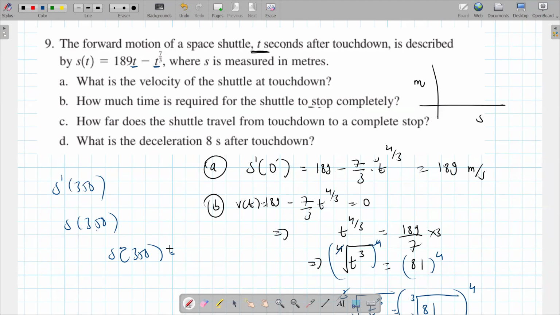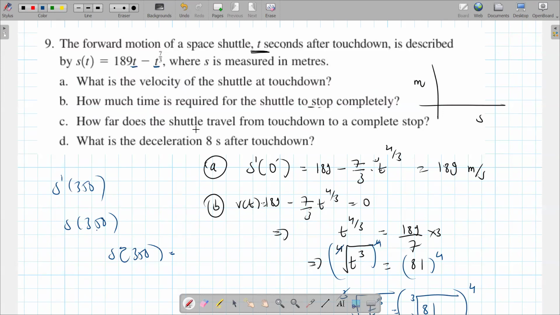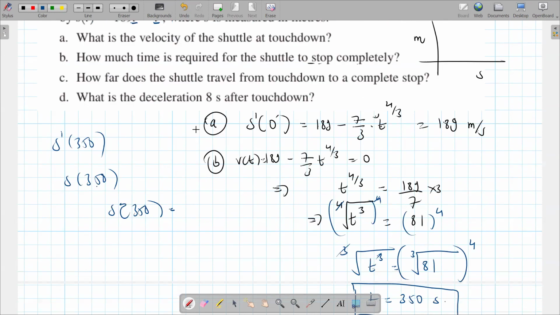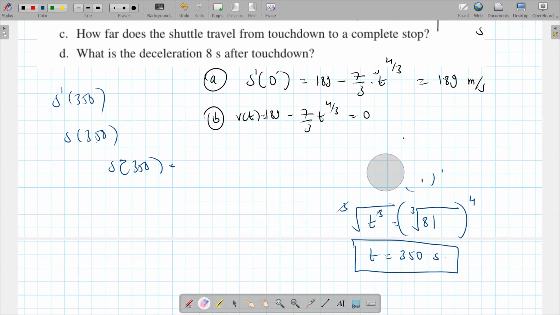So what did I do? I did something. 189 times 350 minus 350 squared. I got a negative number. Why did I get a negative number? I think this time is wrong. Let's try redoing this again, because that's a long time, right?